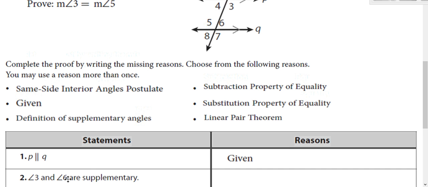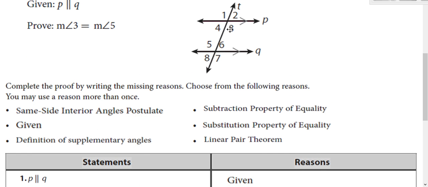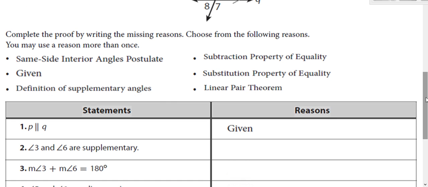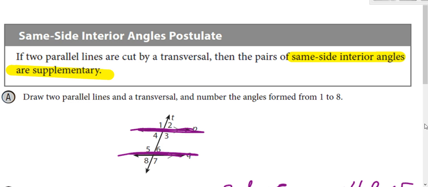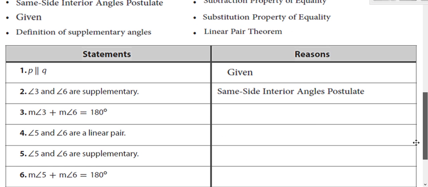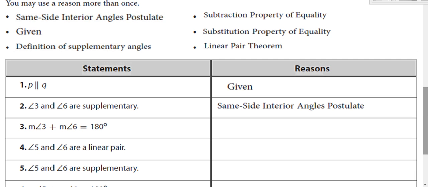Now, angle 3 and angle 6 are supplementary. So here's angle 3, here's angle 6. Those are on the same side of the transversal, and they are inside the parallel lines, which means they are same side interior. Since they're same side interior, that means that they are supplementary. That was the postulate we just had on the previous slide. So since they are supplementary, that means that they add to 180. That's the definition of supplementary. You can use definitions.